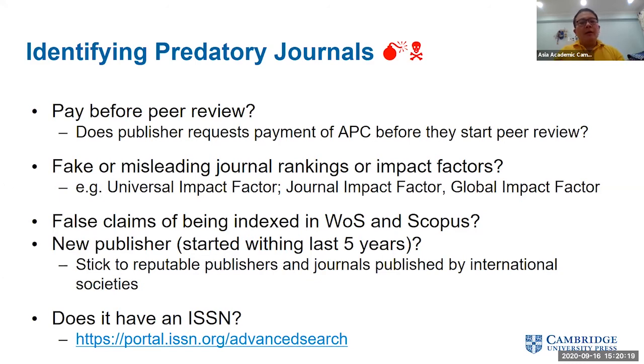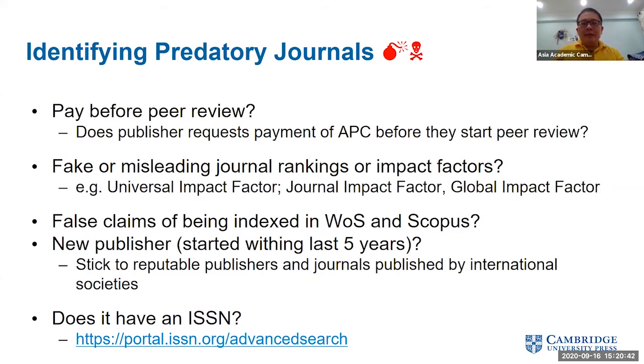And when did they start publishing? Did they start within the last 5 years? If so, there's a higher chance that it could be a predatory journal, because this is the time when they can take advantage of researchers like you who need to publish. Also look at the ISSN. Is it a valid ISSN or is it a fake ISSN?